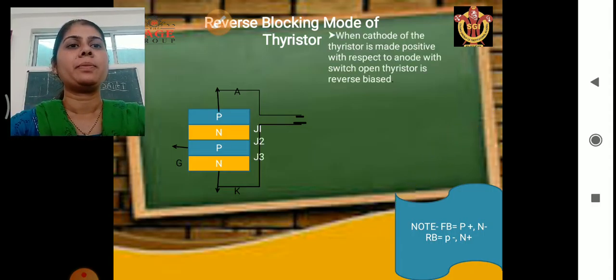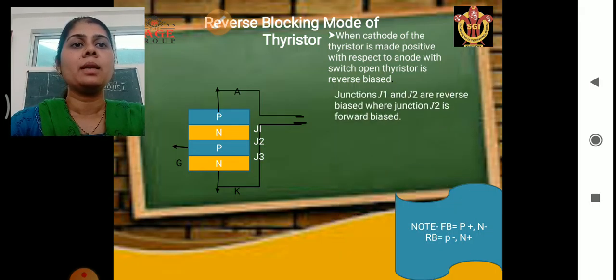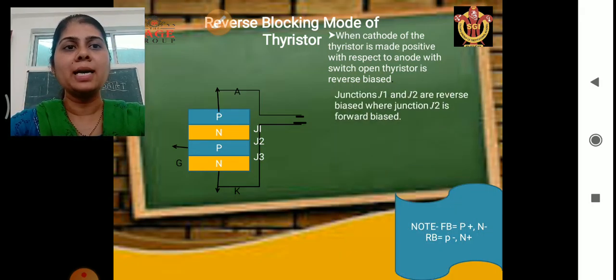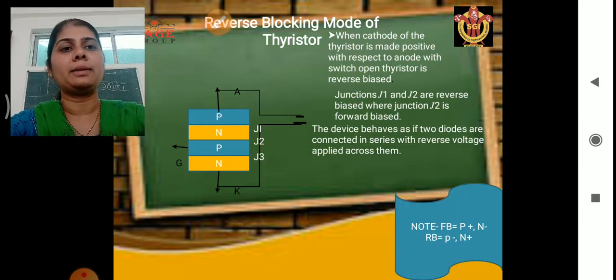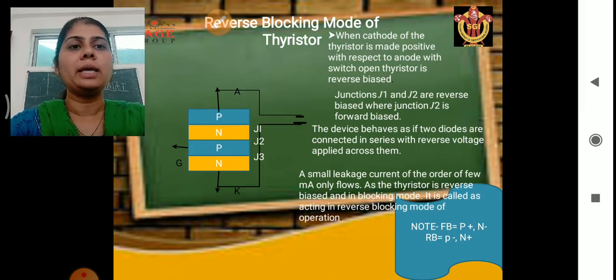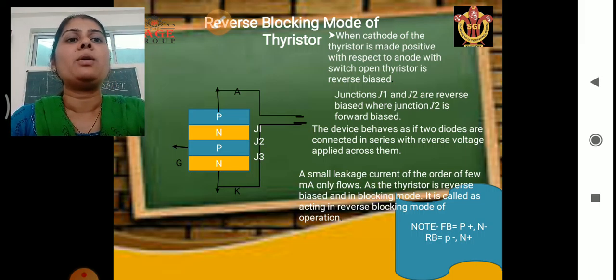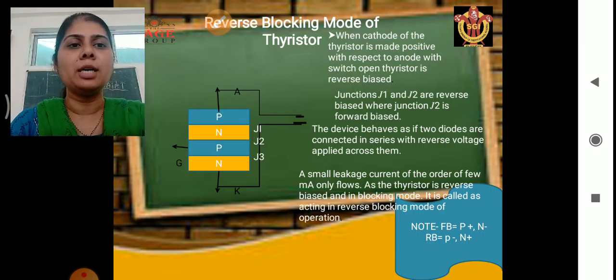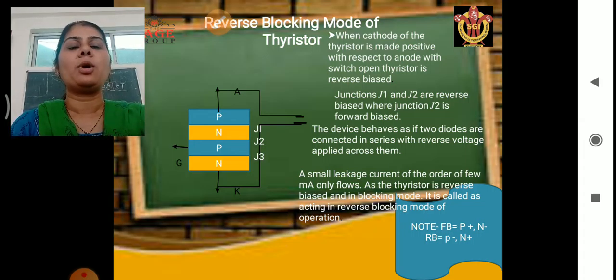J2 and J3. Now, when the cathode of the thyristor is made positive with respect to the anode with the switch open, the thyristor is reverse biased, junctions J1 and J3 are reverse biased, whereas junction J2 is forward biased. The device behaves as if two diodes are connected in series with reverse voltage applied across it. A small leakage current of the order of a few mA only flows as the thyristor is reverse biased and in blocking mode. It is called the reverse blocking mode operation.